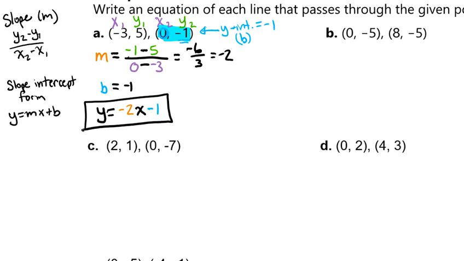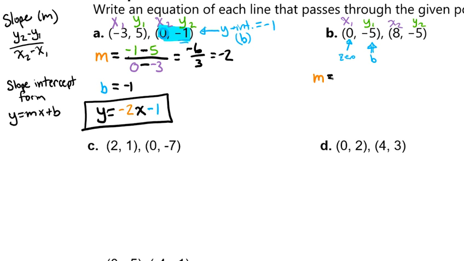Let's take a look at letter B. We'll first start off by labeling. Here's our x1 and our y1 and our x2 and our y2. Looking at that, I see something really similar to what we just had. I see a 0 right there. Because this is a 0, that tells me that this is my b, my y-intercept. So now I just need to calculate my slope.